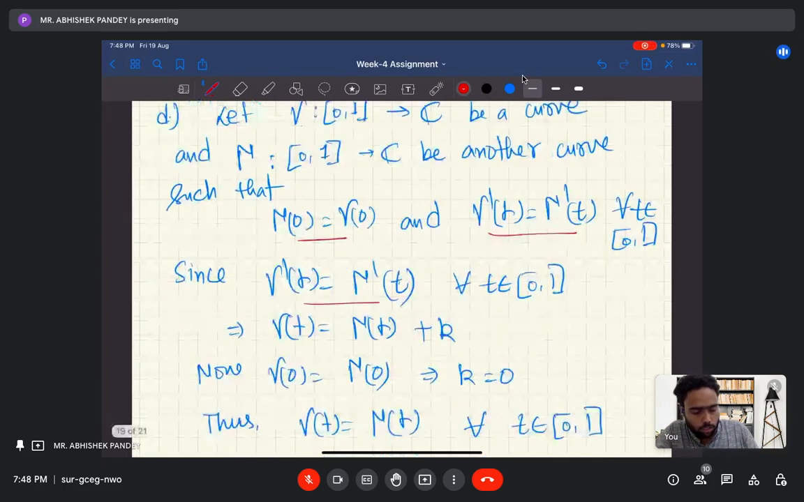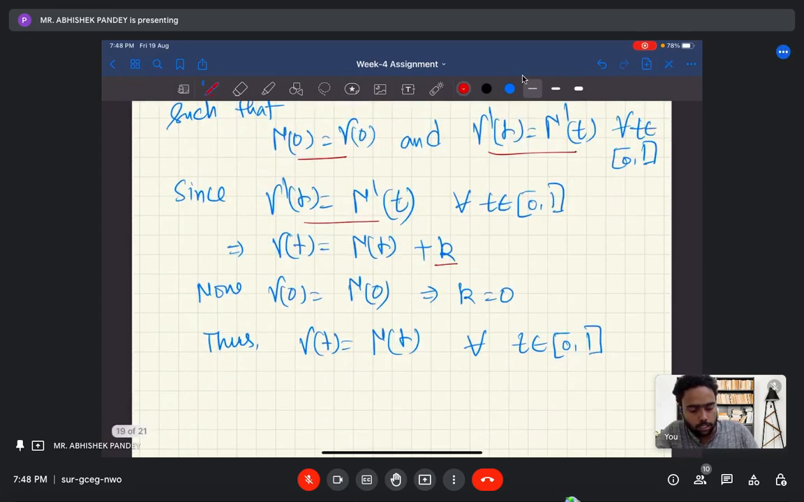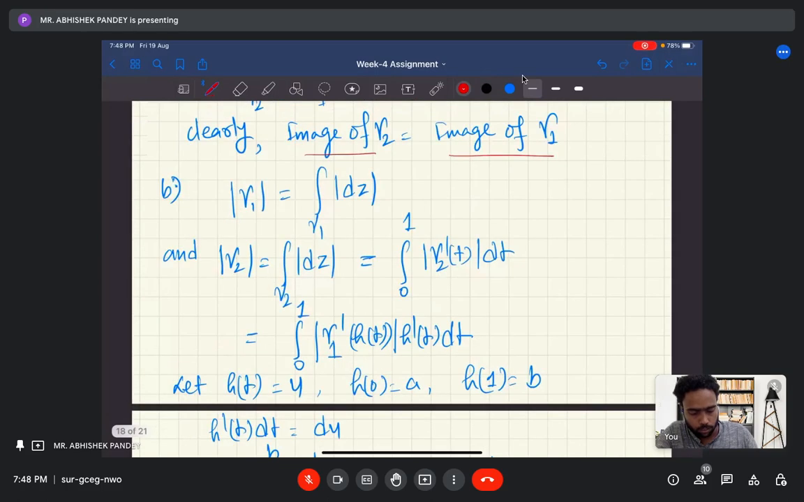And since this holds, they differ only by a constant. These two curves differ only by a constant, and since they give the same value at 0, we will get k equals 0. So these two curves are identically equal to each other on 0, 1. So this is also true.